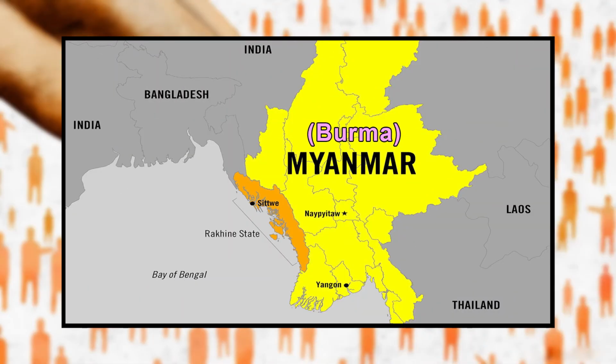Before August 2017, the majority of an estimated 1 million Rohingyas in Myanmar resided in Rakhine State, where they accounted for nearly a third of the population. They differ from Myanmar's dominant Buddhist groups ethnically, linguistically, and religiously.